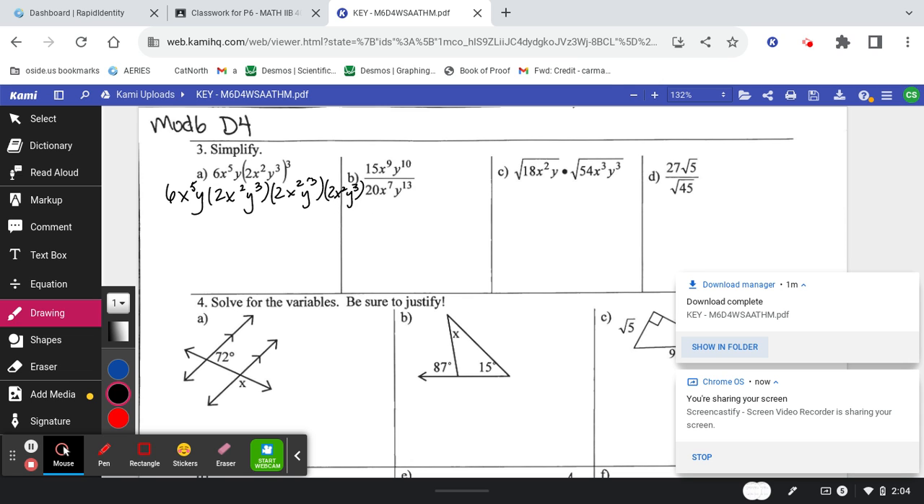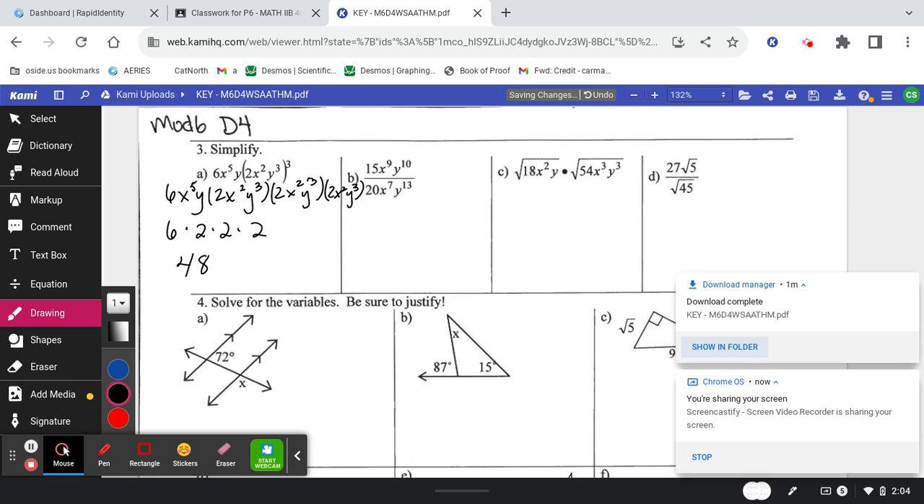Okay, so I really have a 6 that's multiplying by 2 times 2 times 2. So 6 times 2 is 12, times 2 is 24, times 2 is 48. I just multiplied all the coefficients together. Big number 6, 2, 2, 2. This is called grouping.